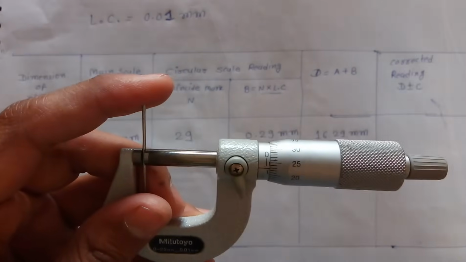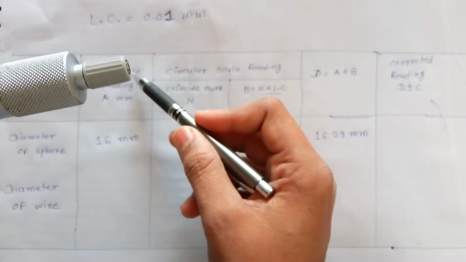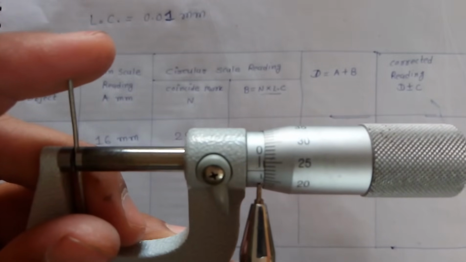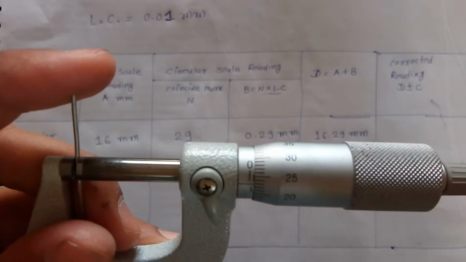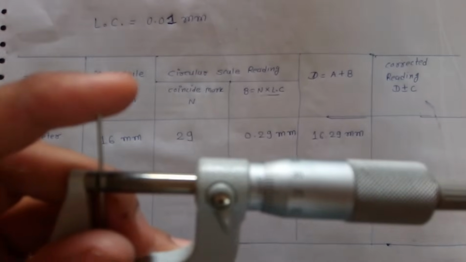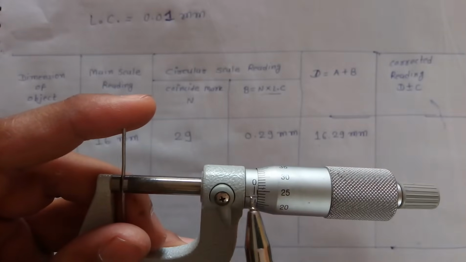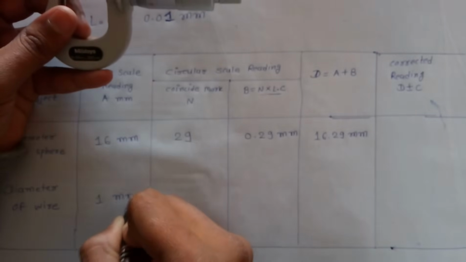Okay. Now first of all, what we have to do is take the main scale reading. Here is the main scale: 0, 0.5, and you see this is 1 mm. Can you see? So our main scale reading is 1 mm.